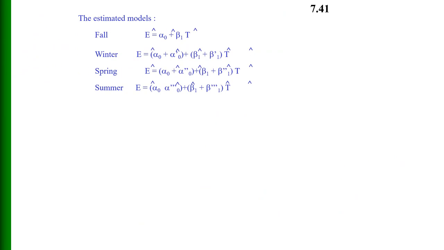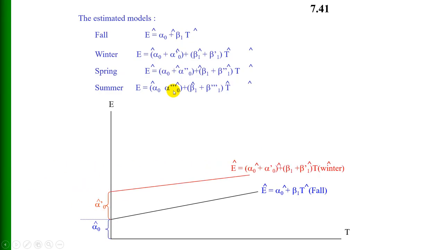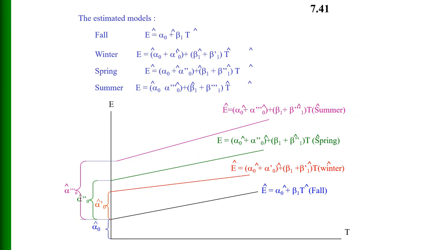The estimated model for fall is this. This is the base category. This is for winter, this one is for spring, and this one is for summer. So these are the various regressions for the 4 different seasons. This is the omitted category, or the base category, the control group. This is for winter, this is for spring, and this is for summer.